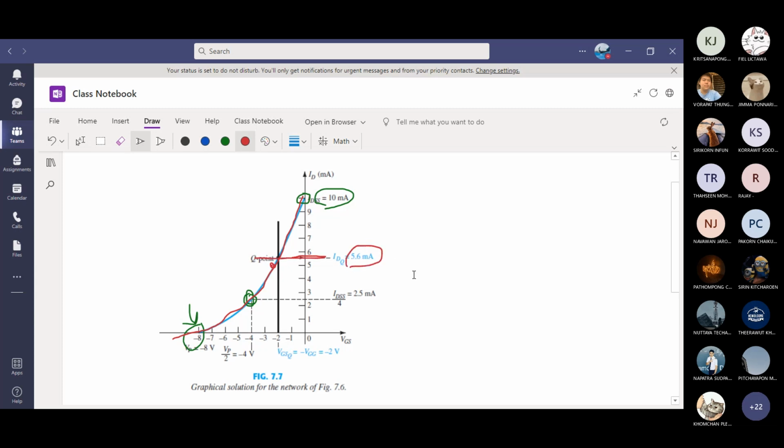The mathematical solution was 5.625. And VGSQ is -2 volt. You know it already. And then once you find IDQ, you can solve for VD, VDS, and all the other parameters that you have been asked. Any questions about this one?